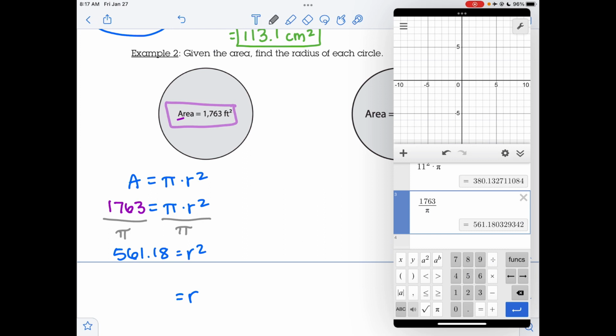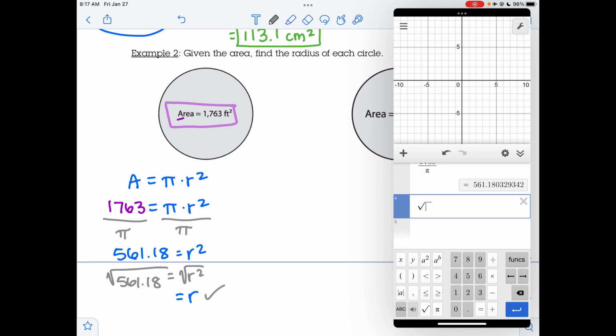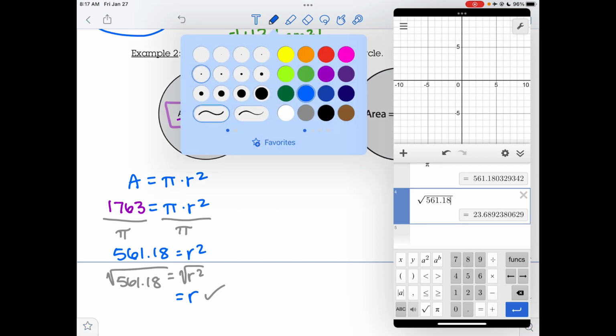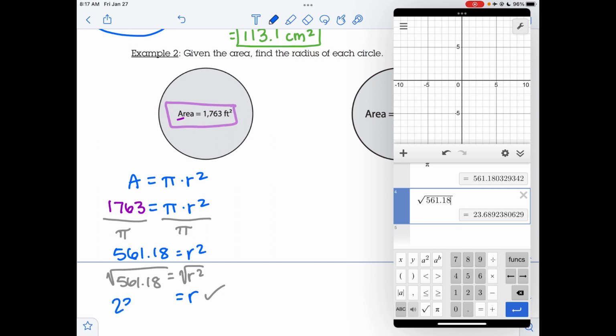So if I take the square root of r squared, that will equal the square root of 561.18. And the square root of r squared is r. So now up here, I'm just going to hit square root 561.18. And we get 23.